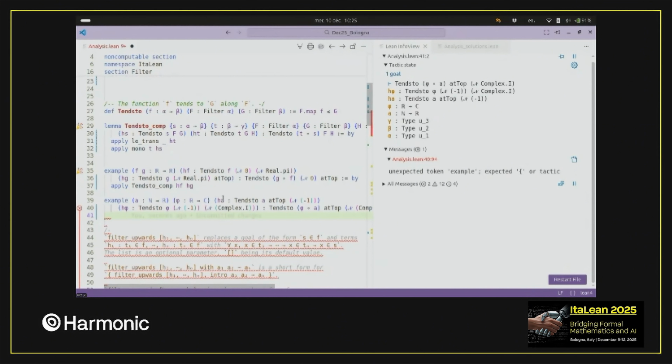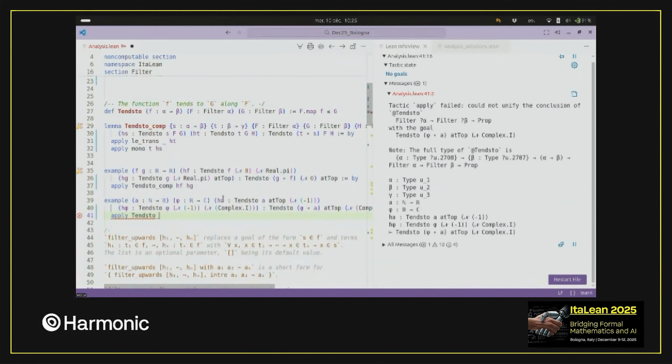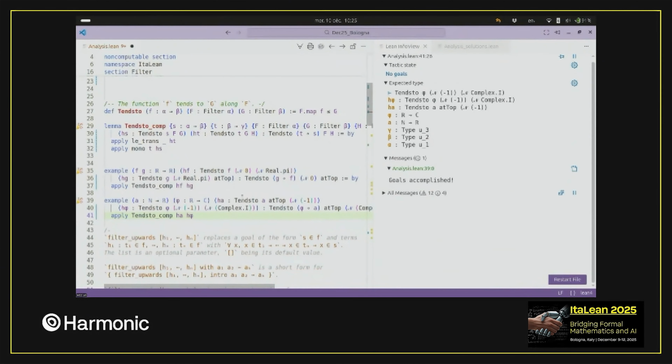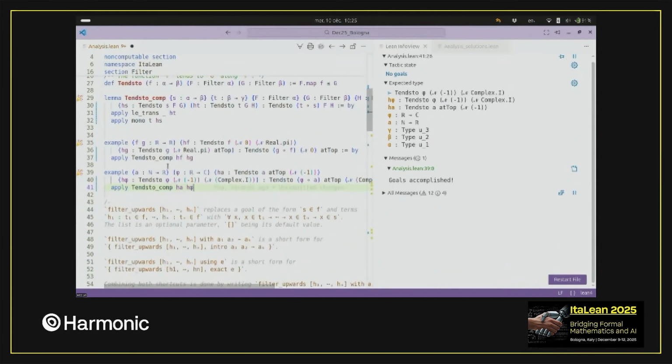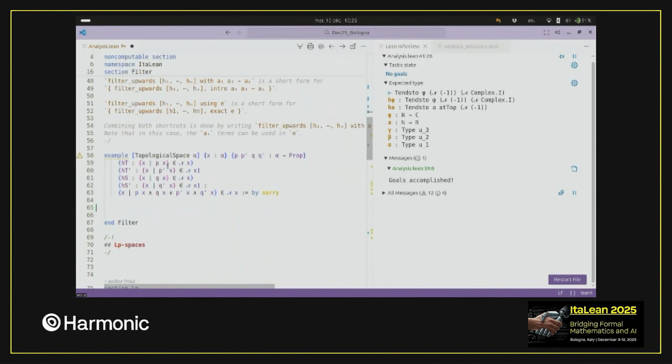But again, you can just apply your tendsto_comp to these two assumptions, HA and HV. Okay, and it's proven. So the proof was very easy. One line again, and then everything is combined. And so we've got all these 125 plus proofs in just a couple of lines, because there's nothing going on.